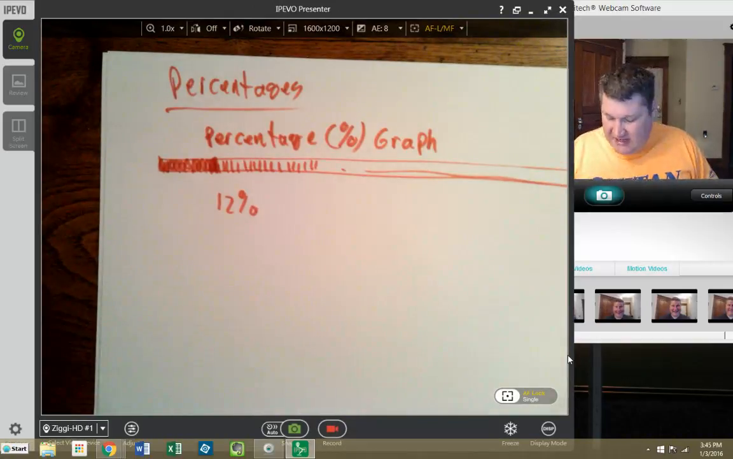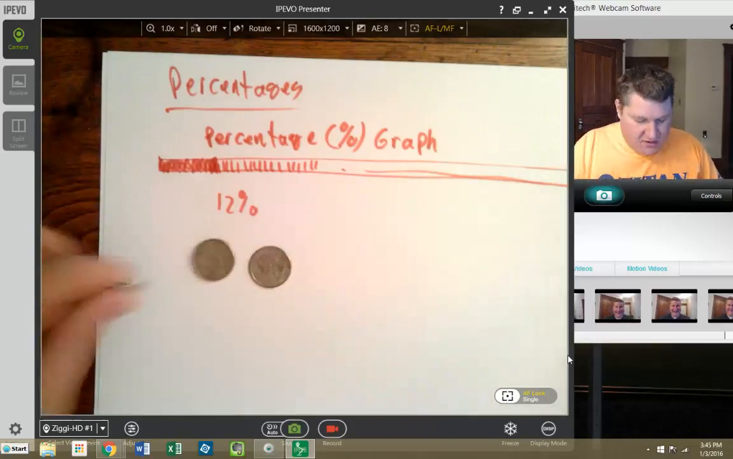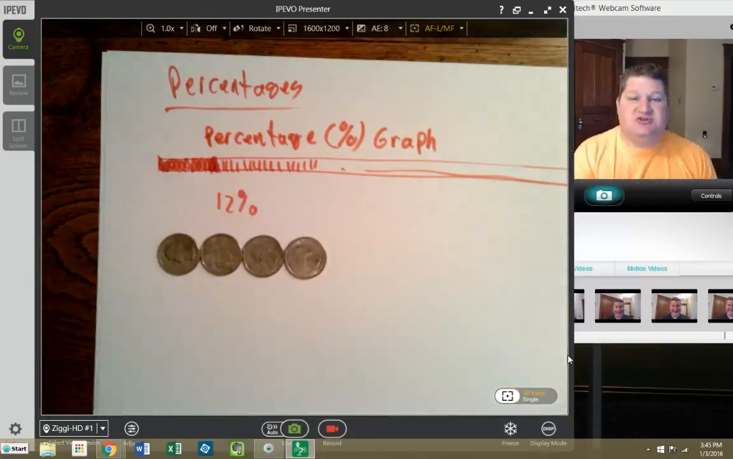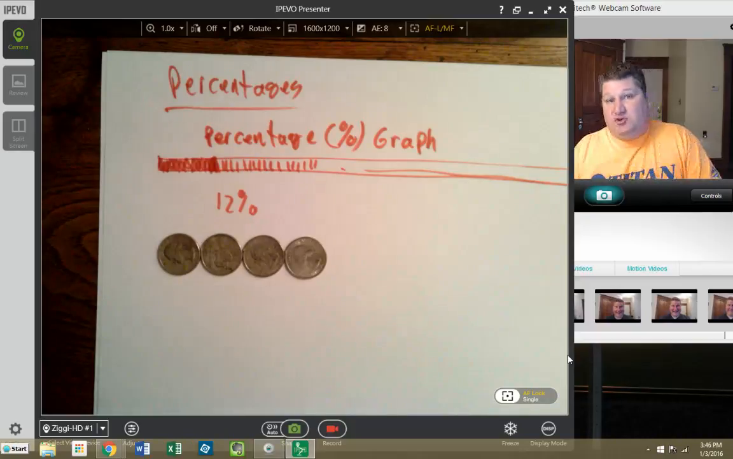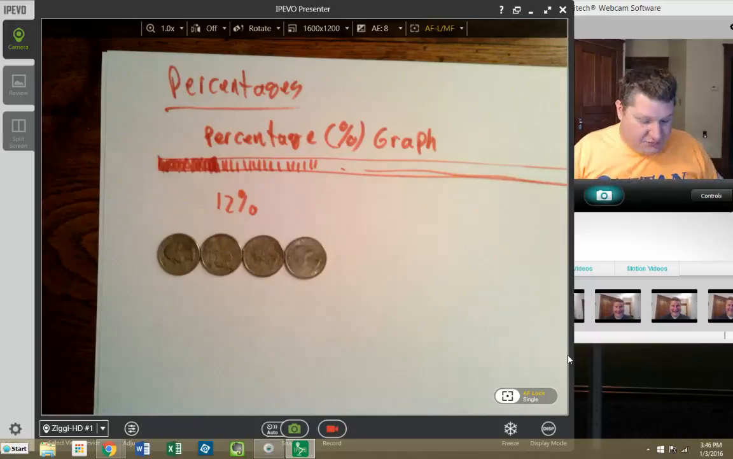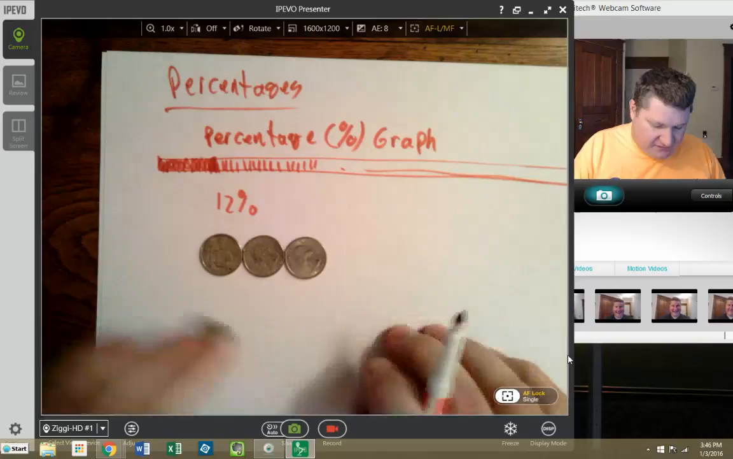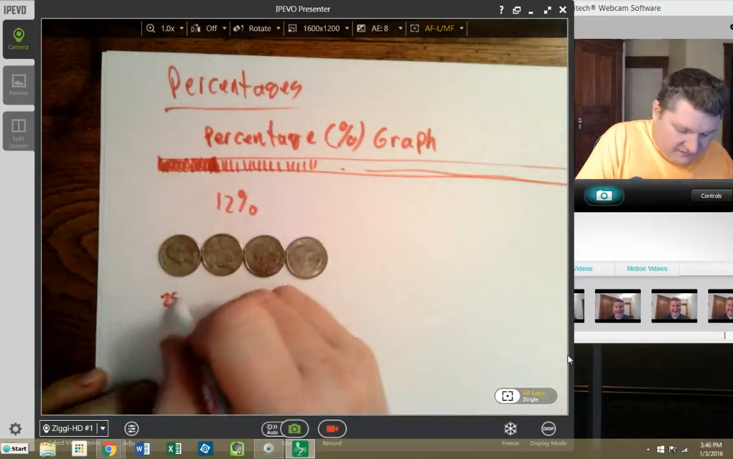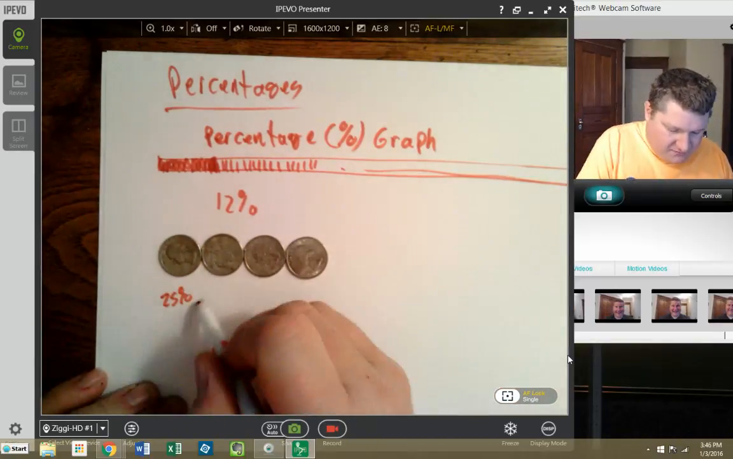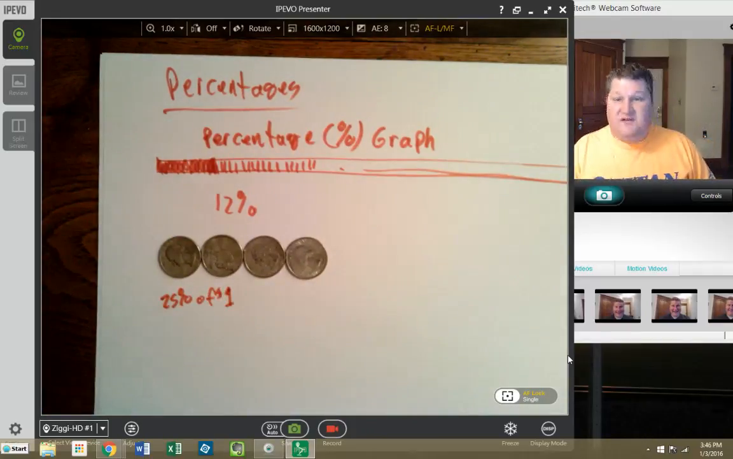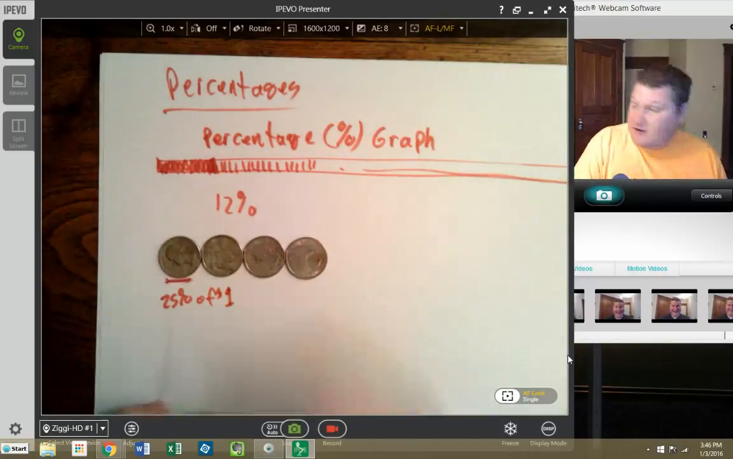So let's say I have 4 quarters. Now, the nice thing about money is money relates very well to percentages because there are 100 cents in a dollar, so there are 100% in 100%. So for example, this is 25 cents. So we would call this 25 cents 25% of $1. So 25% of $1. That's that guy right there.